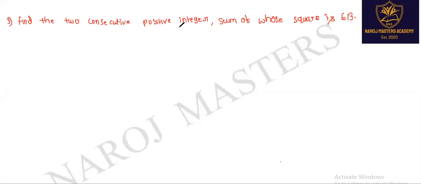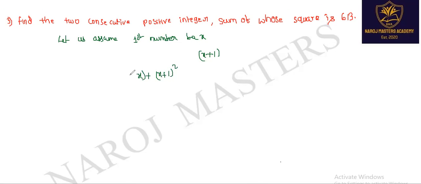Find the two consecutive positive integers, sum of whose squares is 613. So now look at here. Let us assume the first number be x. Then what is the next consecutive number? x plus 1. And what is given in the statement? Sum of whose squares is 613. So the first number is x and the second number is x plus 1, and the sum of whose squares is equal to 613.